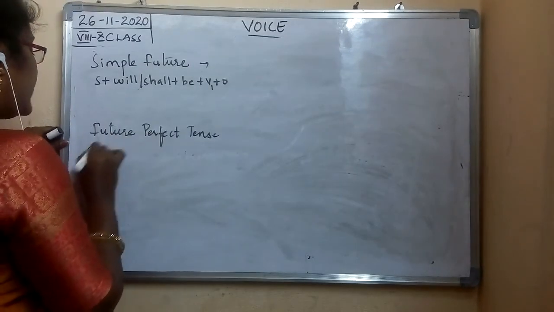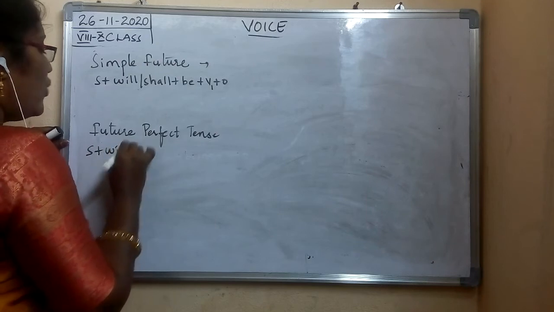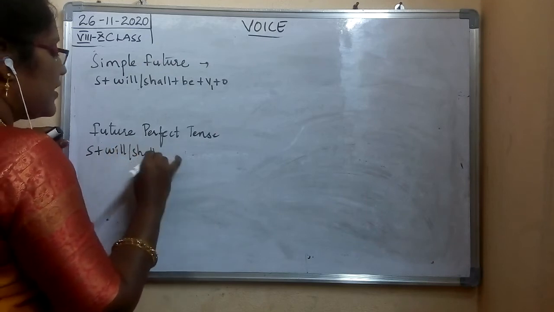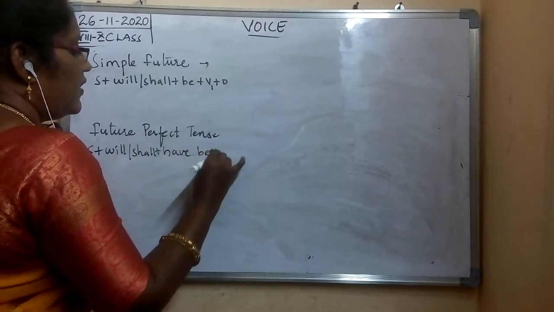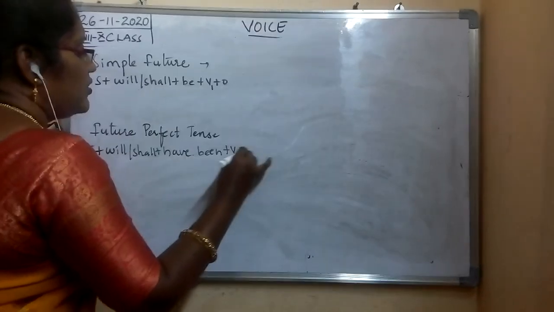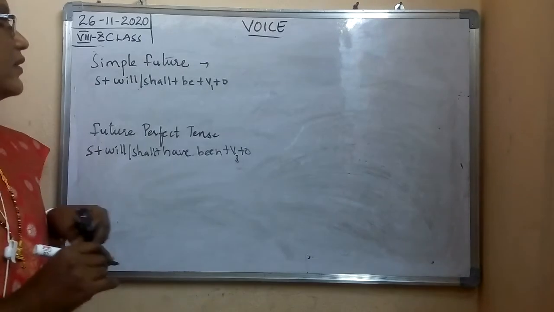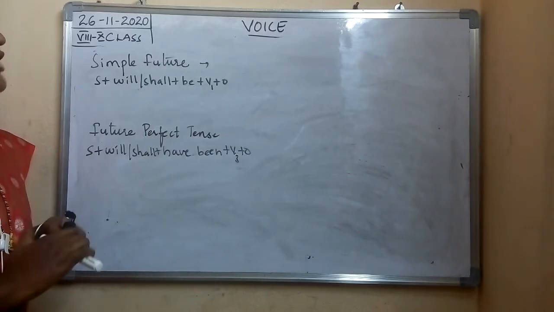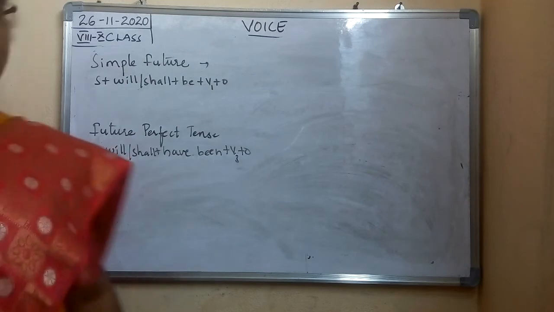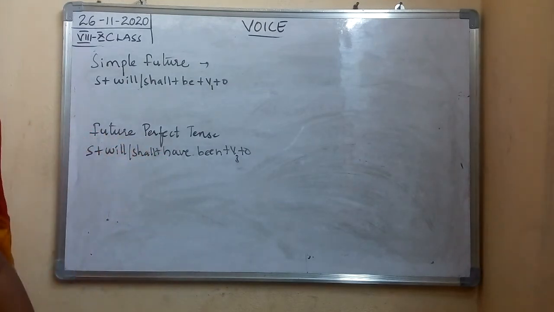Then future perfect: subject plus will or shall plus have been plus V3 plus object. Okay, will or shall plus be plus V1 plus object, that is what? Simple future. And future perfect is will or shall plus have plus V3 plus object.